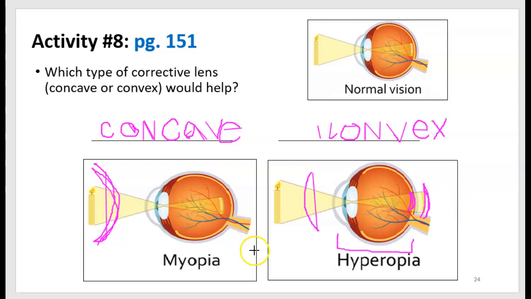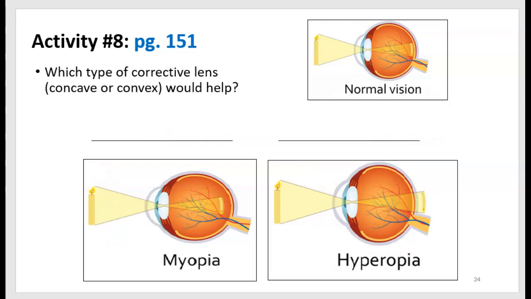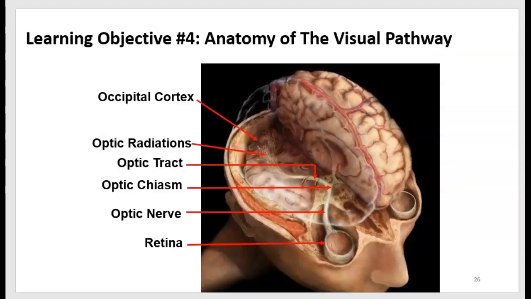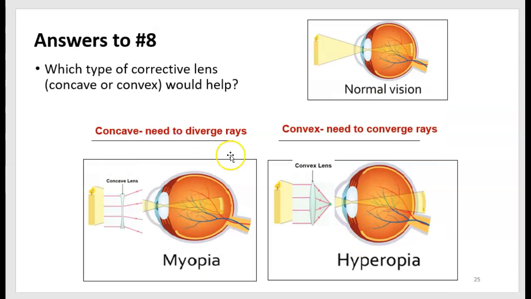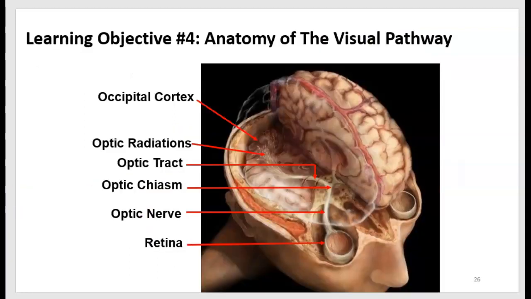There, convex. Okay, that's one activity done. We only have one more learning objective to cover, and it has to do with the visual pathway. And by the way, these slides tell you the answers to those questions, and these slides are posted on Blackboard. Okay, so the last learning objective has to do with the visual pathway.